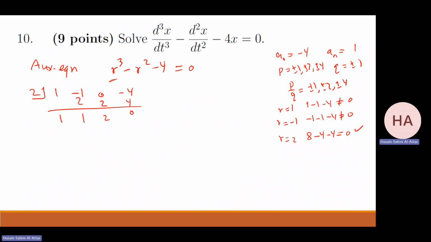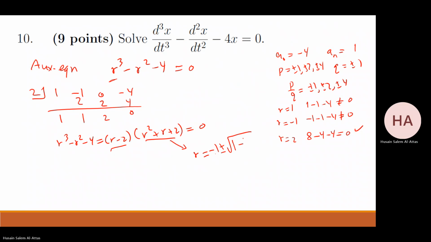So I'm okay. So this one, r cubed minus r squared minus 4, actually it's r minus 2 times r squared plus r plus 2 equals 0. This one gives me r equal 2, but for this one I need the quadratic formula. r will be what? Minus b plus or minus square root of b squared minus 4ac, minus 8, over 2. That will be minus half plus or minus square root 7 over 2 i. So it will be my general solution.